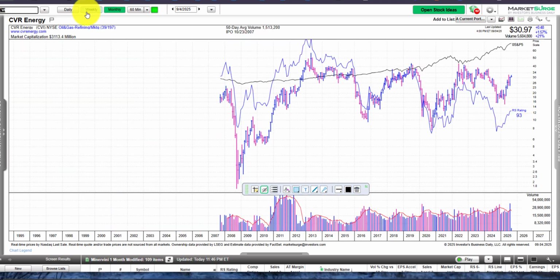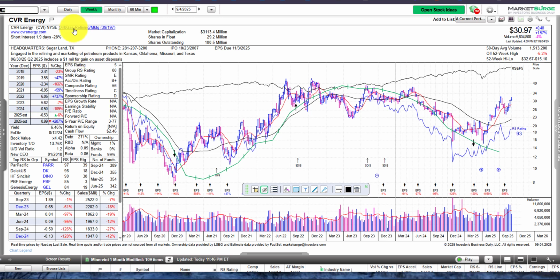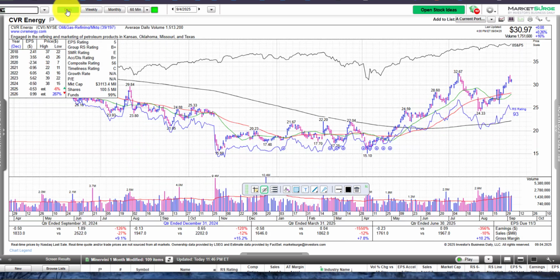CVR, cyclical. These are oil and gas refining. A lot of these have good dividends. See that? 6.5%. Yeah, I mean, it's an uptrend. Small little base here. Needs a handle. Let's keep looking.